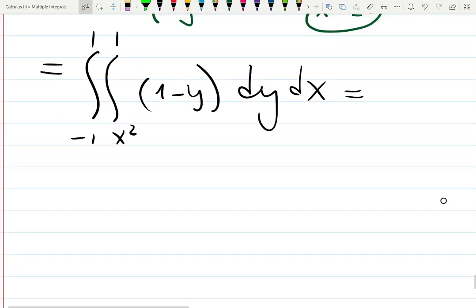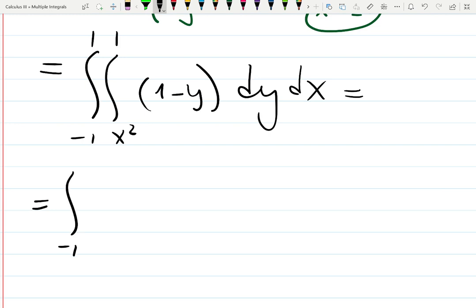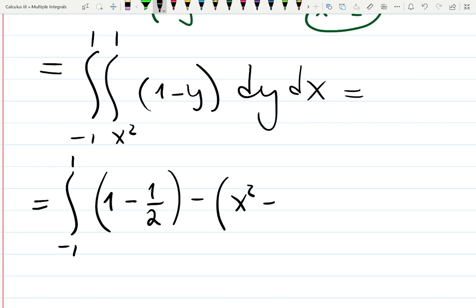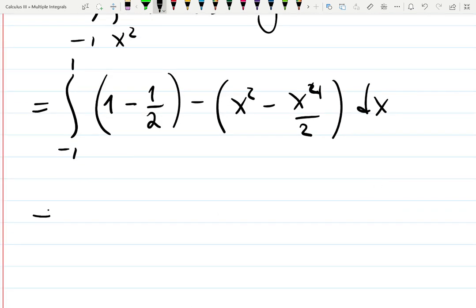Now I finish integration. It's just a double integral. We know how to do that. Minus 1 and 1. With respect to y, it's going to be y minus y squared over 2. Plugging in 1 will be 1 minus 1 over 2, minus plugging in x squared: x squared minus x squared squared. So it's 4 over 2 dx. Integrating carefully this, which gives you x to the 5 over 10 minus x cubed over 3 plus x over 2. Plugging in minus 1 and 1, carefully collecting all the signs, gives you 8 over 15. That's the volume.